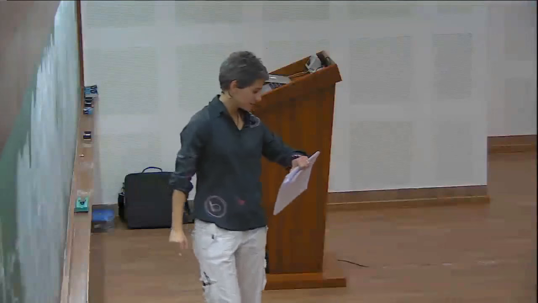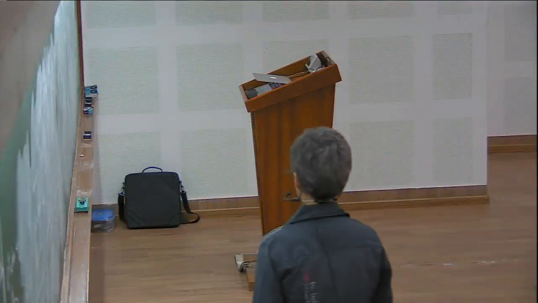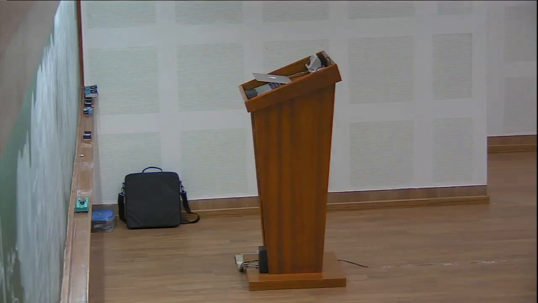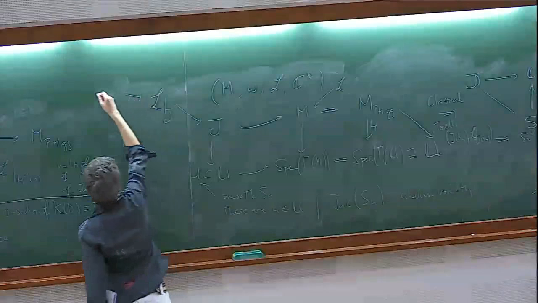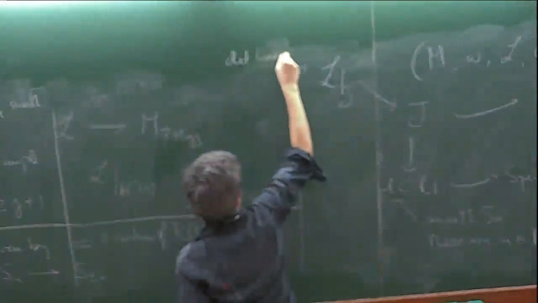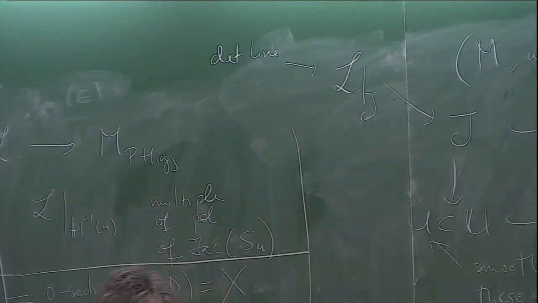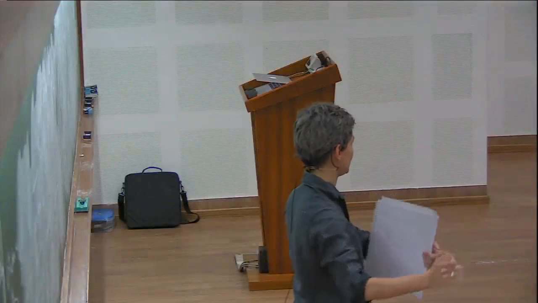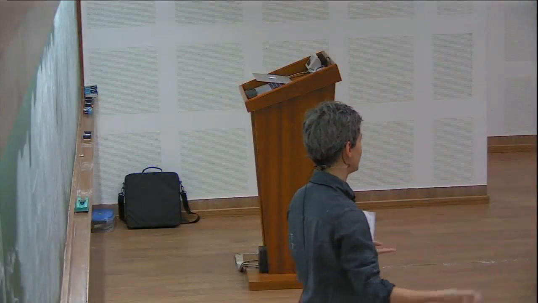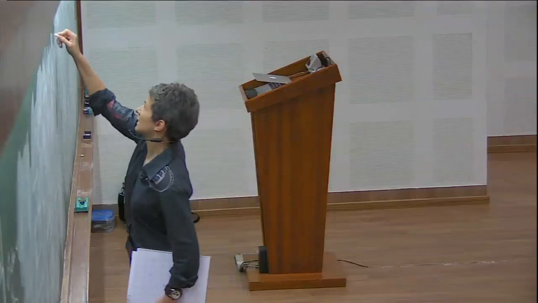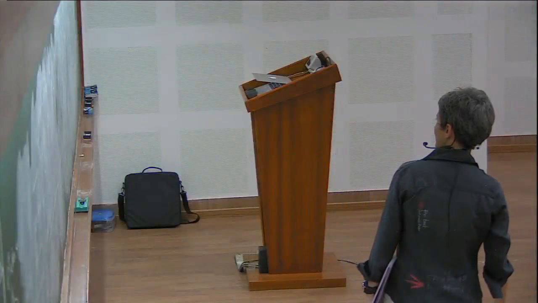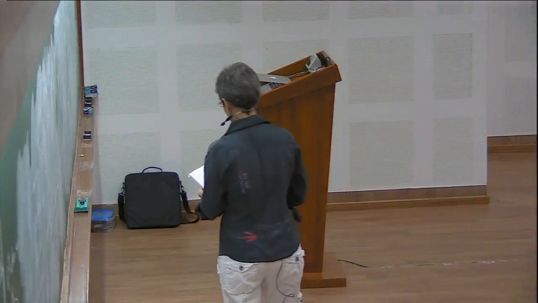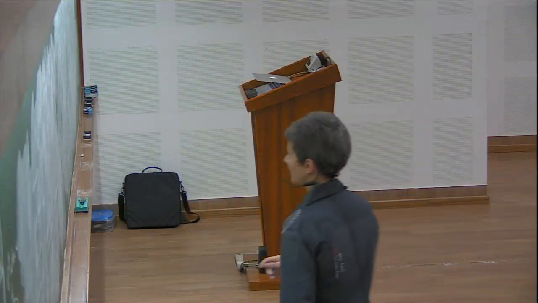Okay, good. So I still have time to tell you how you get this. This is a determinant line bundle, but over the moduli space you do not always have a determinant line bundle, but you can construct it on open subsets in a nice way. So that's how you get this line bundle. Okay, so how do you get a Torelli theorem for the moduli space of parabolic vector bundles without Higgs field?